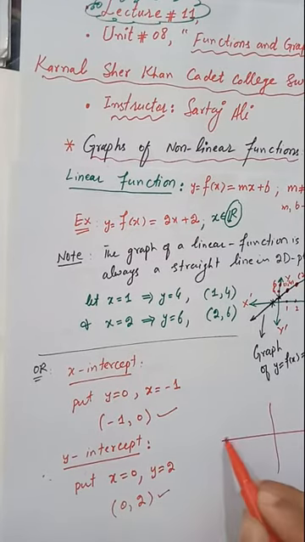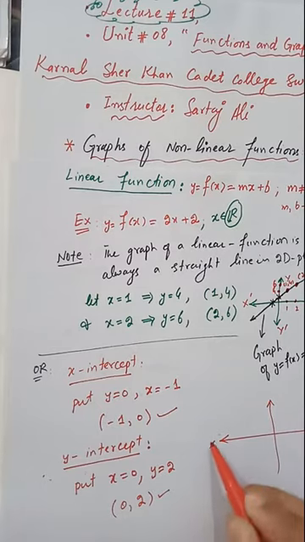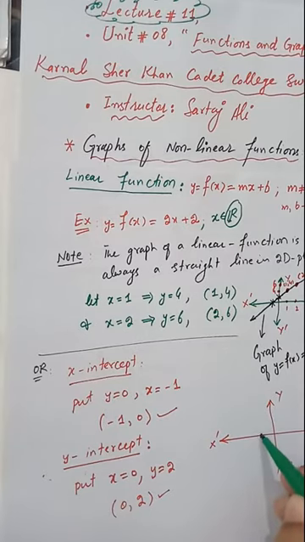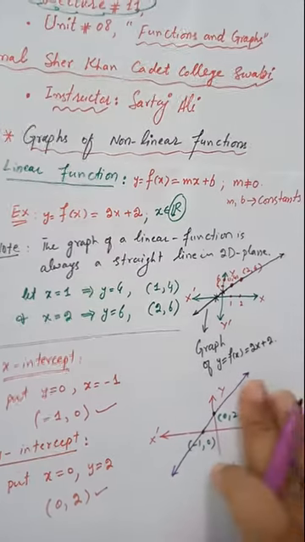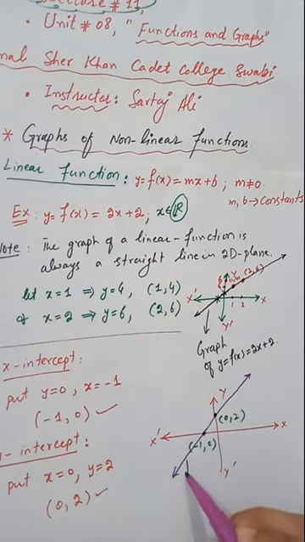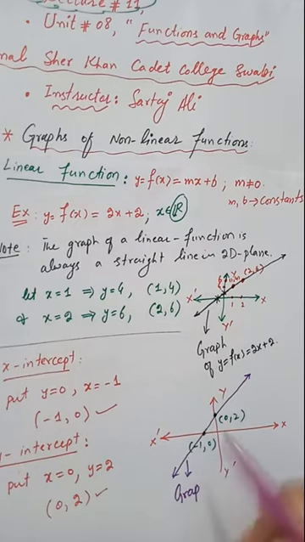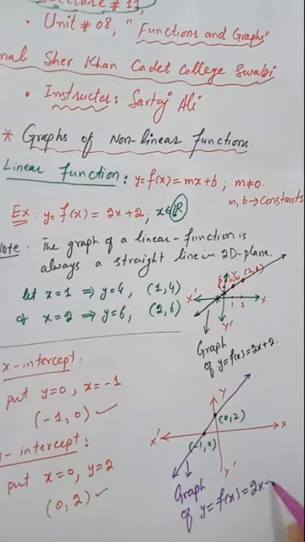So here this is the x-axis, this is the y-axis, and this is the point (minus 1, 0), and this is the point (0, 2). So pass a straight line through these 2 points. So you see that you get the same line as here. This is also the graph. This is the same line as we constructed before. This is the graph of y is equal to f of x is equal to 2x plus 2.